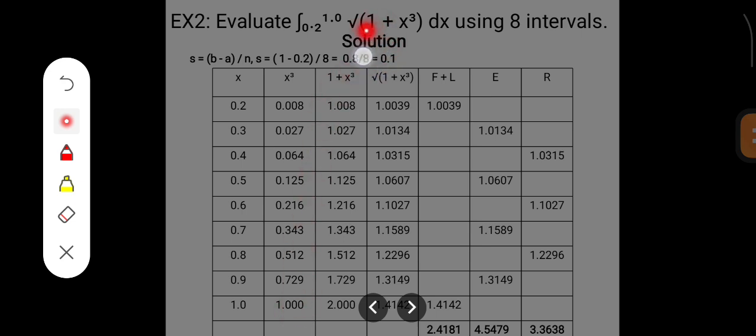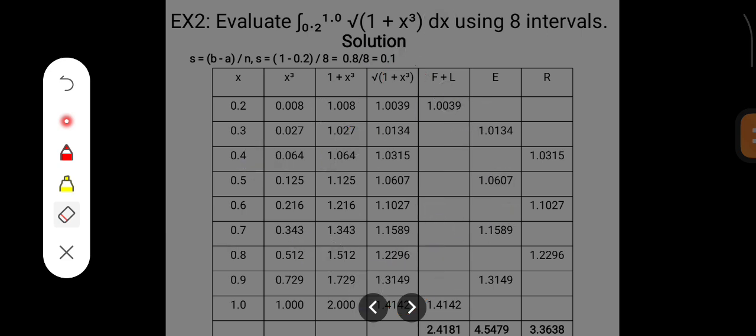Now we can find 1 plus s to the power 3. Now 1 plus what we have here gives everything here. Now the square root of 1 plus s to the power 3 gives this. So this will be the function we'll be working with. So we have 1.0039, 1.0134 as our function. So this is equivalent to our y function, and this is our original s function.